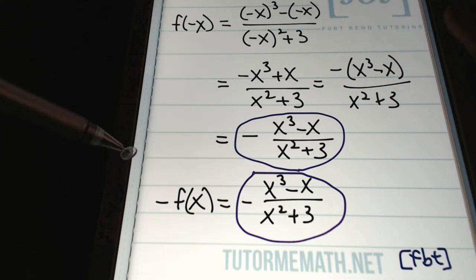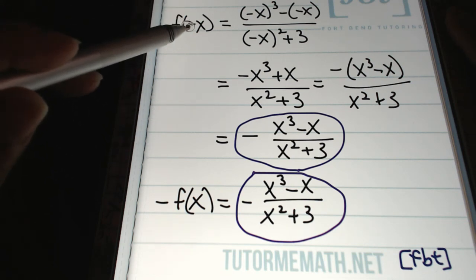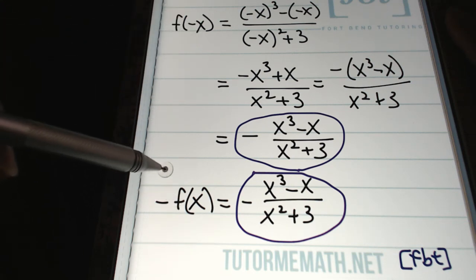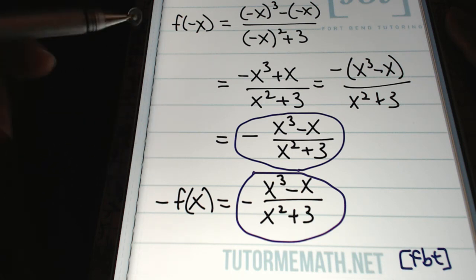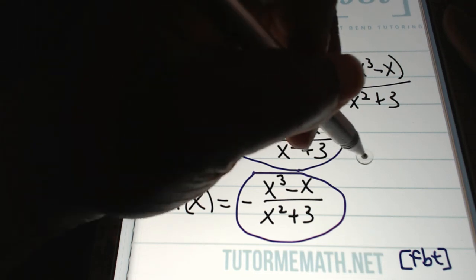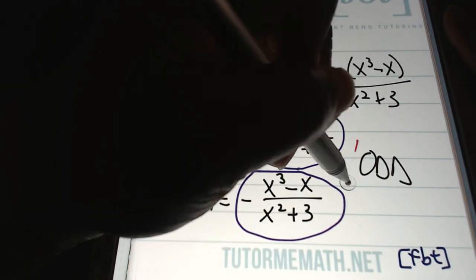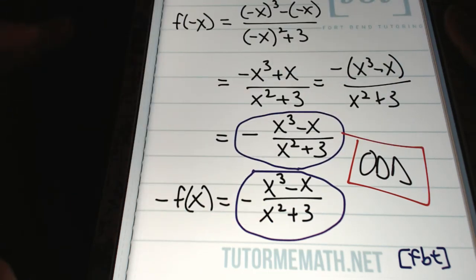What does this mean? When you have your substitution of x with negative x being equivalent to the opposite of f of x, doesn't that mean that we are dealing with an odd function? That's right, Sandra. The answer is odd. We're dealing with an odd function for problem number 12.